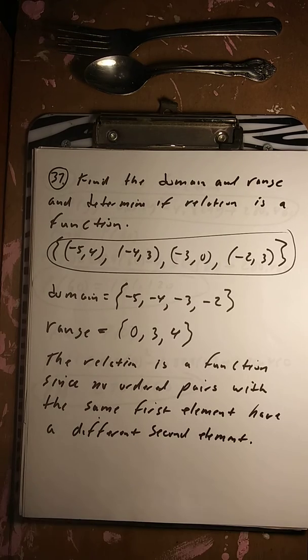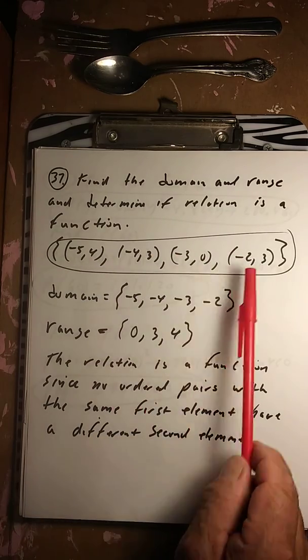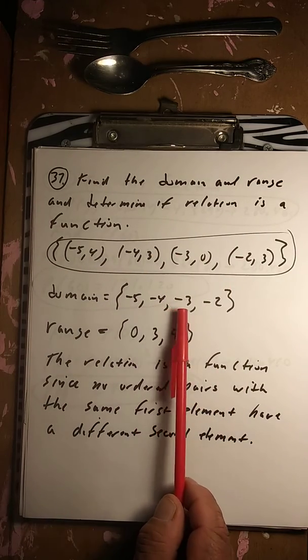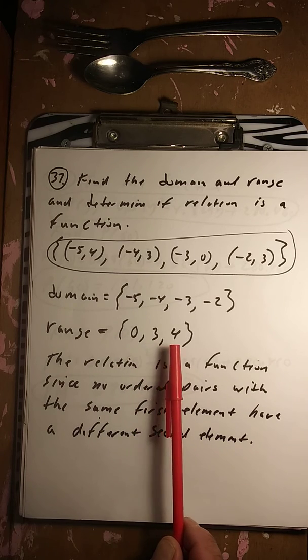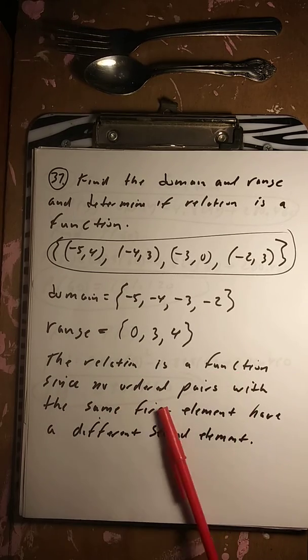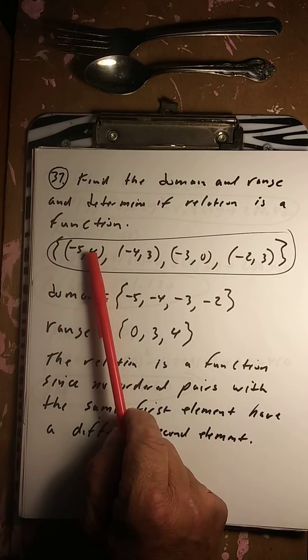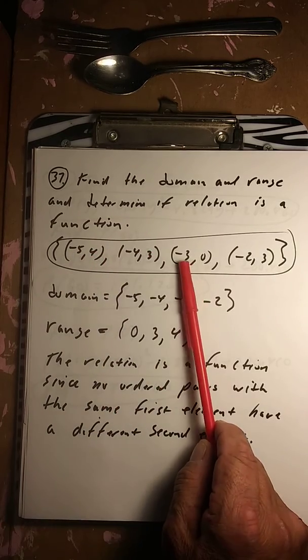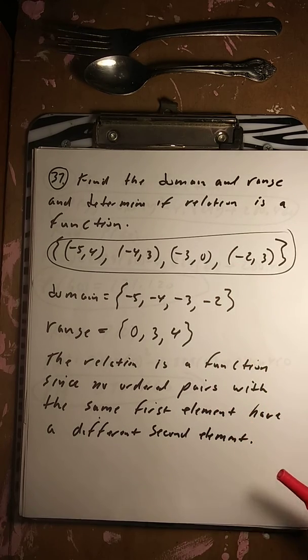All right. Find the domain and range and determine if the relation is a function. So first numbers, that's the domain: -5, -4, -3, -2. Range is all the second numbers. We have a 0, a 3, and a 4. So now, the relation is a function since no ordered pairs with the same first element have a different second element. So -5 goes to 4, that's it. -4 goes to 3, that's it. -3 goes to that, and -2 goes to that, and that's it. Each first element goes to something different.